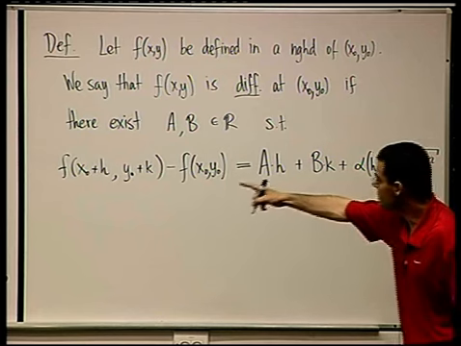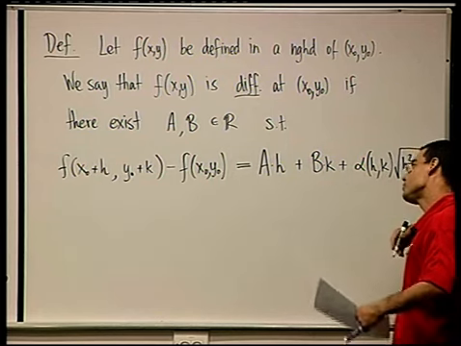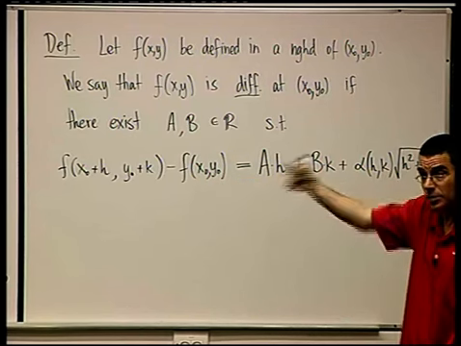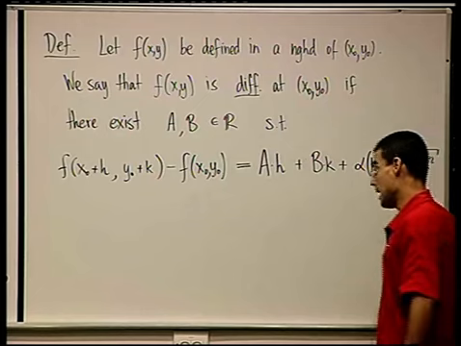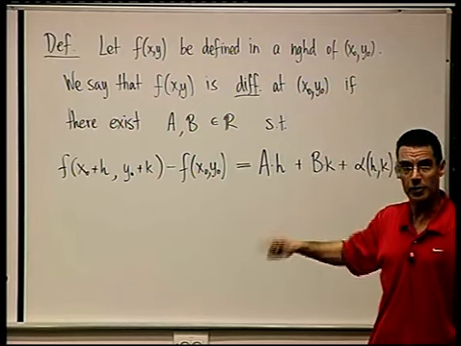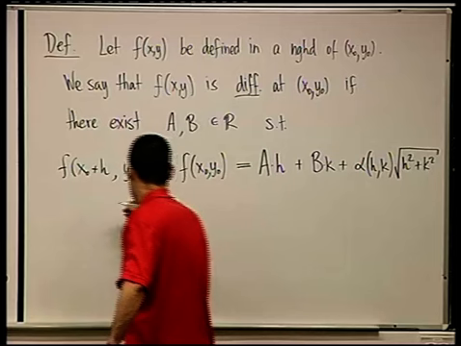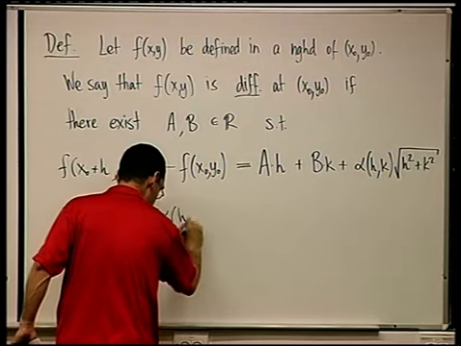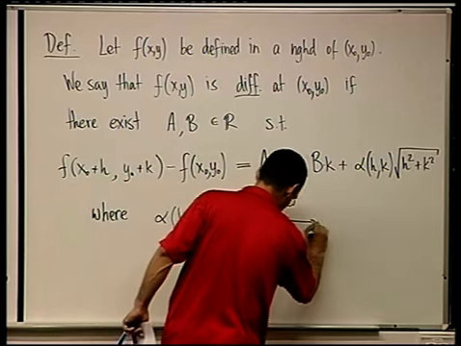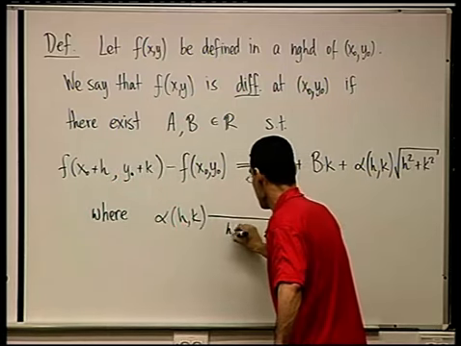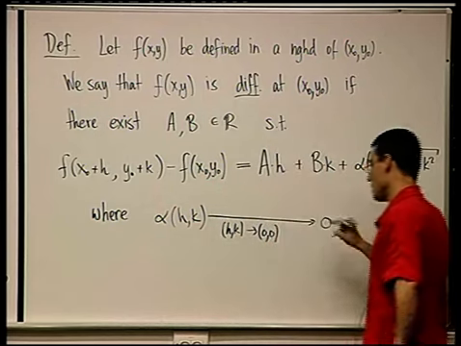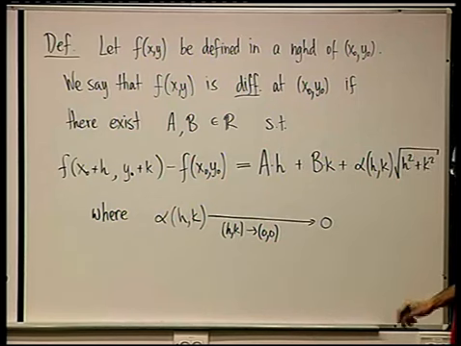Do you see that this is a two-variable version of the property star? Do you see the resemblance? Okay? And now that property has a where alpha of h goes to 0, same thing here. Where alpha of h and k goes to 0, as h, k both tend to 0. So this is two-variable convergence. Okay?